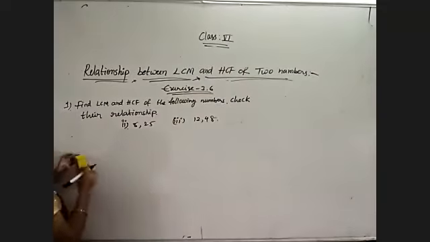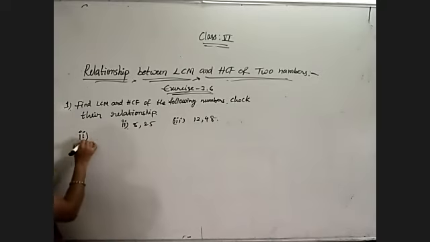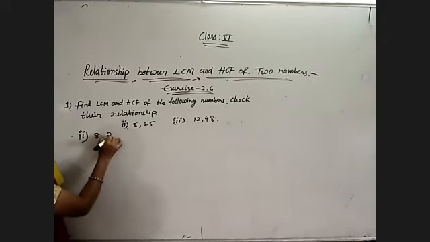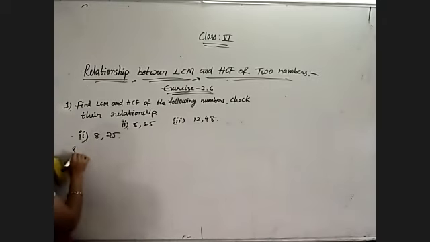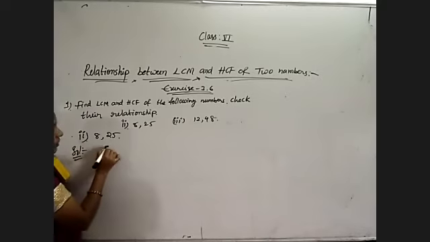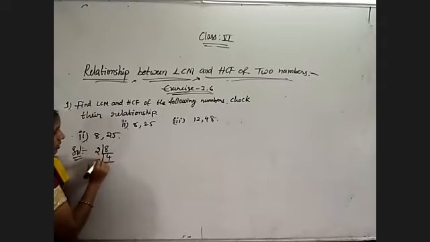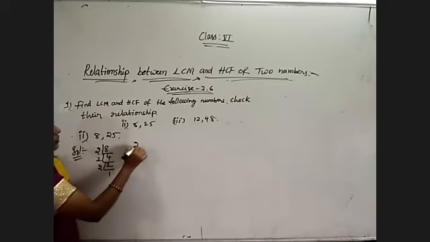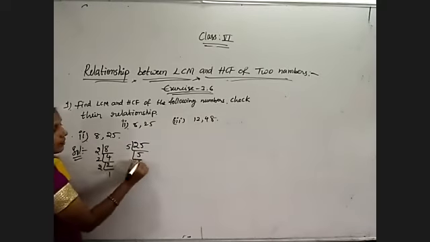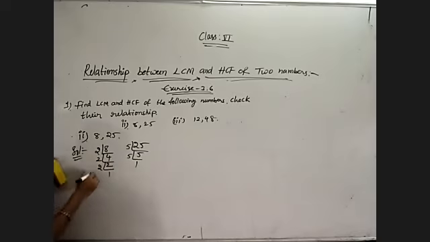So observe the second problem. That is 8, 25. First of all, find out the LCM and HCF. For that I am using the prime factorization method. 8: 2 4s are 8, 2 2s are 4, 2 1s are 2. And for 25, what are the factors? 5 5s are 25, 5 1s are 5. That's it.